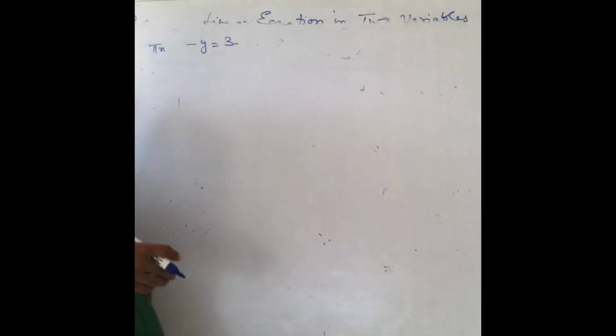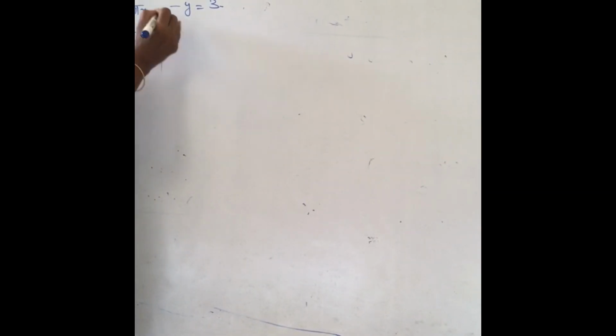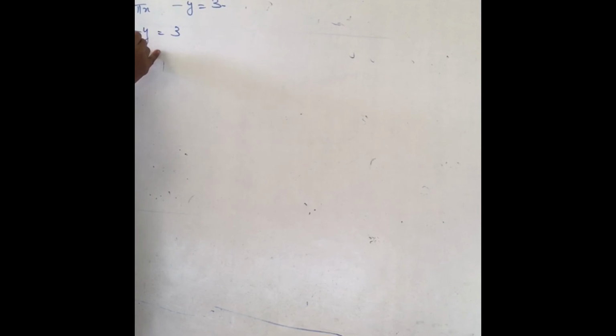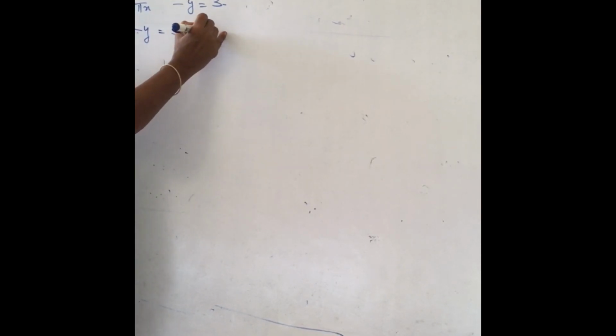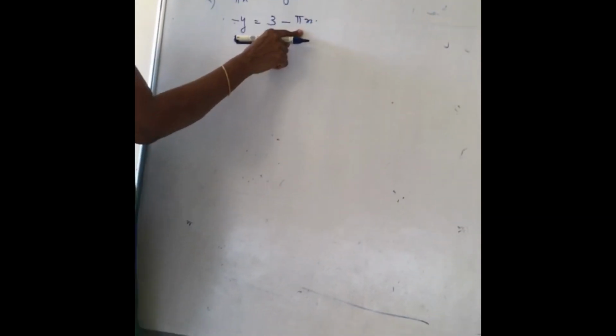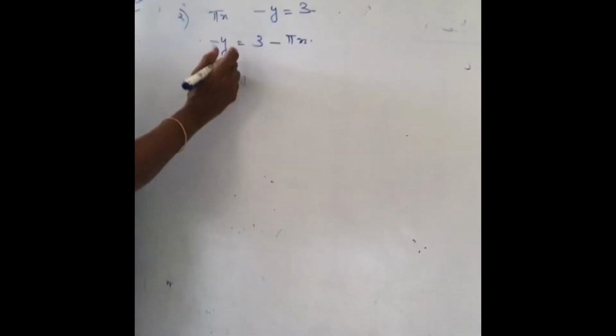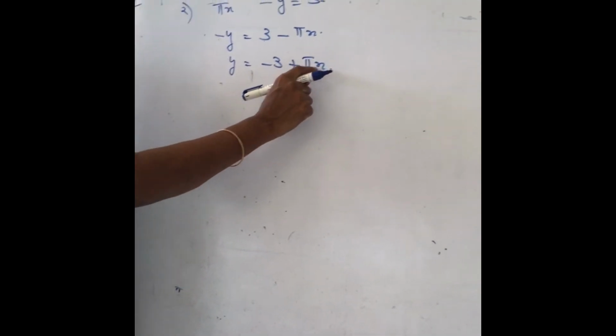Second bit, pi x minus y is equal to 3. As usual, girls, y term to the left side, the constant and the x term to the right side. Plus pi x becomes minus pi x. When your y is negative, children, change the sign throughout. Therefore, minus y becomes plus y. 3 becomes minus 3. Minus pi x becomes plus pi x.